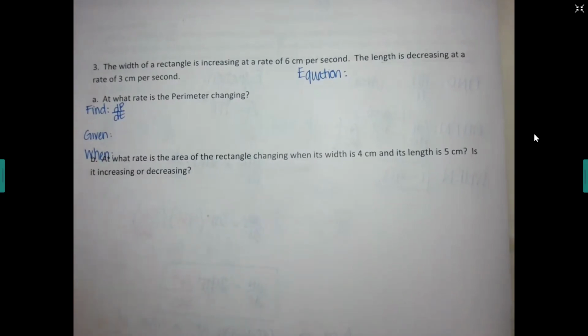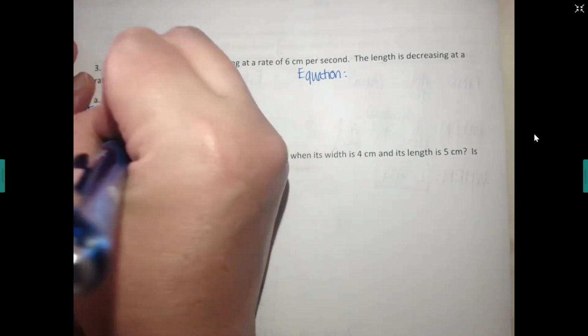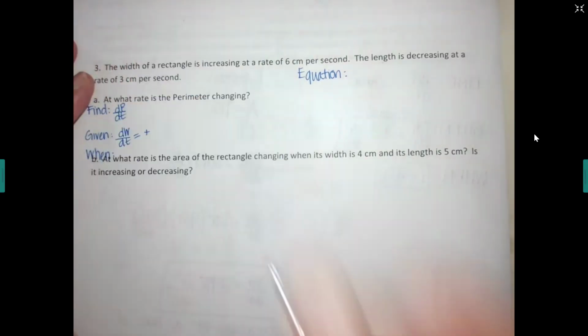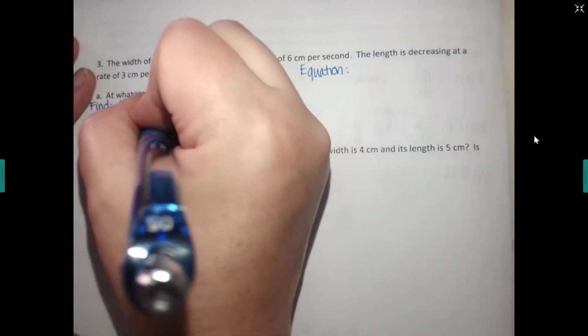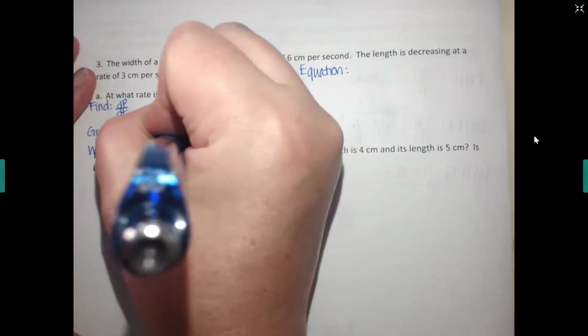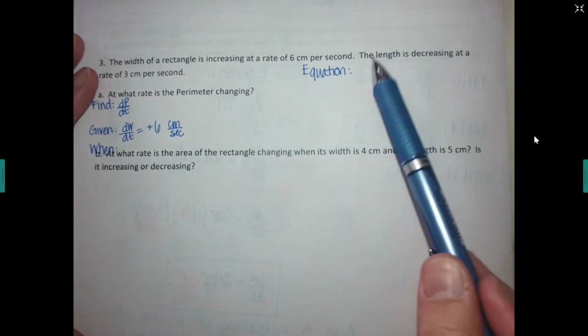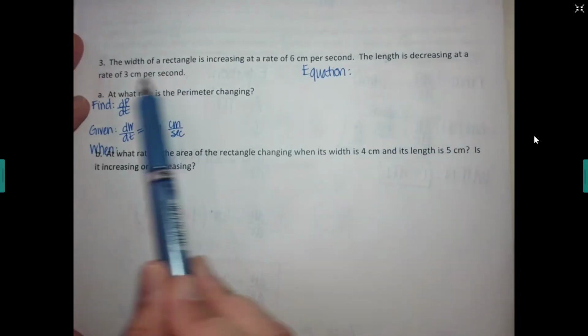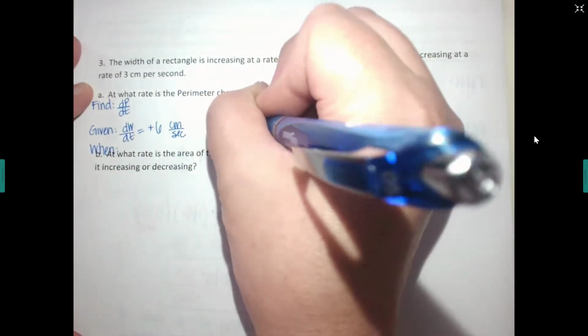Okay, then our given, it says the width of the rectangle is increasing. So that means dw/dt is equal to a positive value. Okay, and then it says specifically that it's increasing at a rate of 6 centimeters per second. Okay, my second sentence says that the length of the rectangle is decreasing at a rate of 3. So that means that my dl/dt would be a negative 3 centimeters per second.